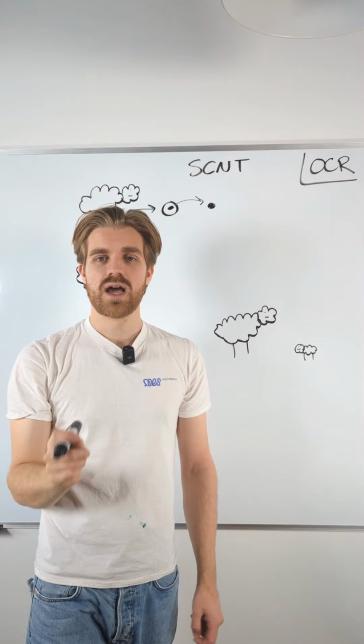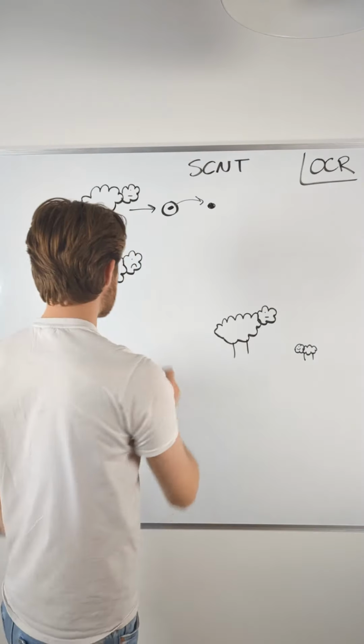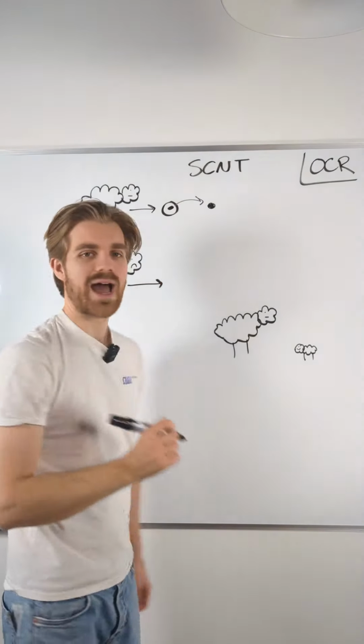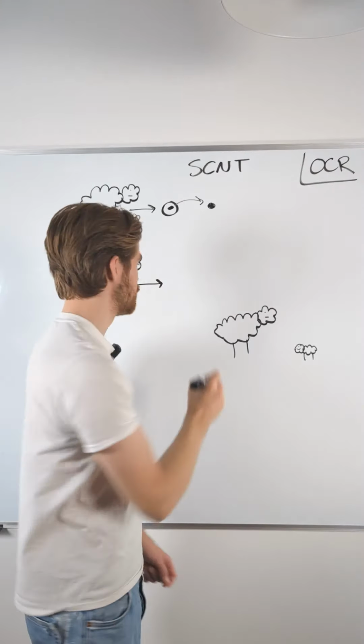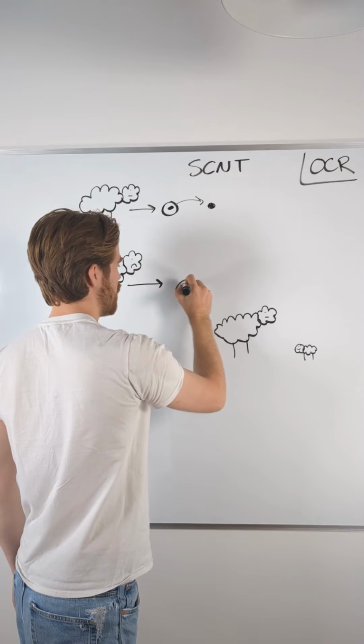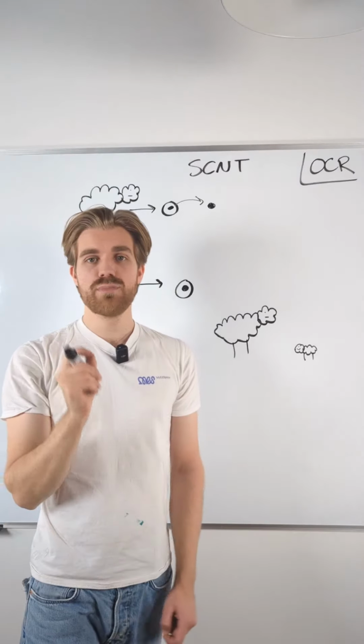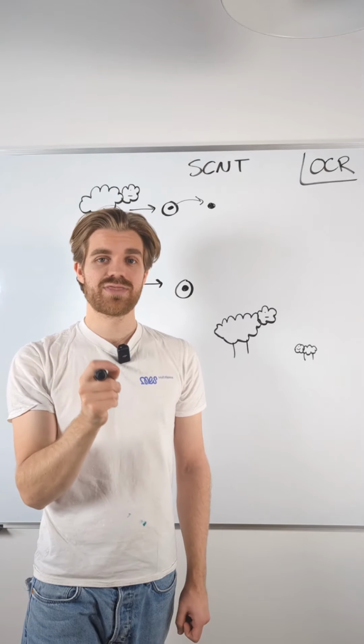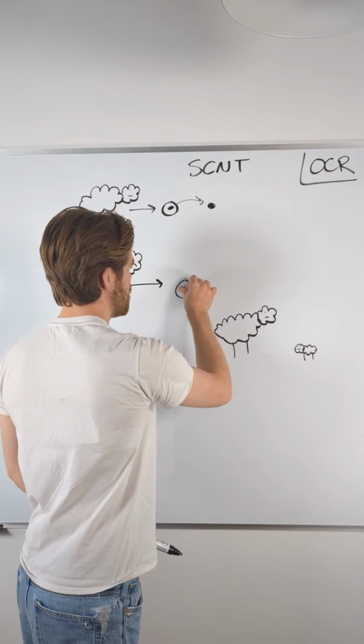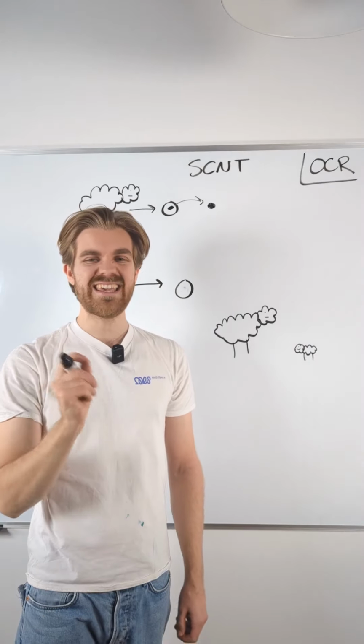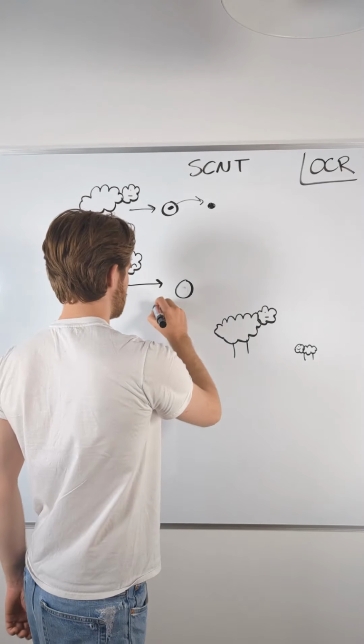We also need another sheep, and from that sheep we are going to take an egg cell. We're going to remove the nucleus from the egg cell of that sheep, and that is going to produce our enucleated cell.